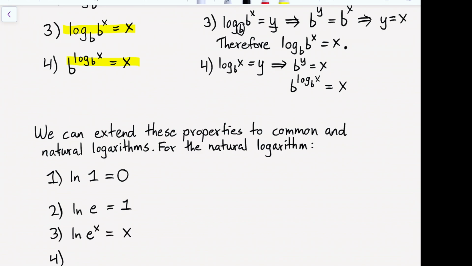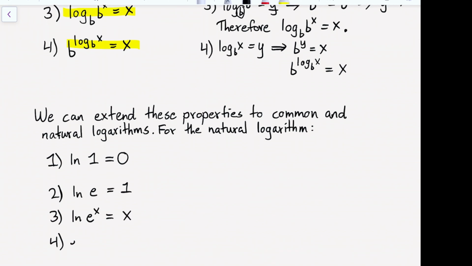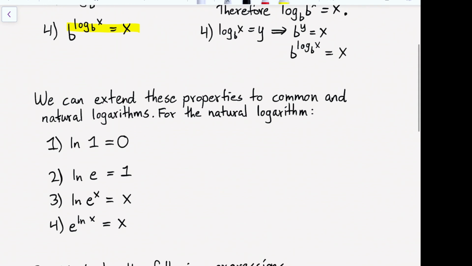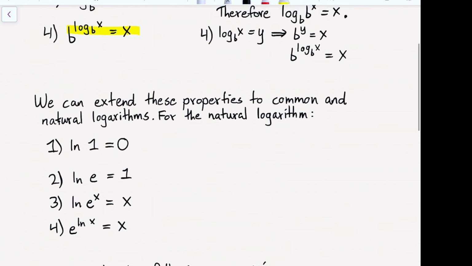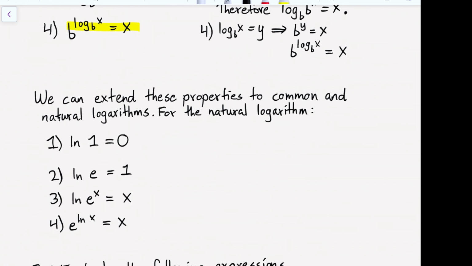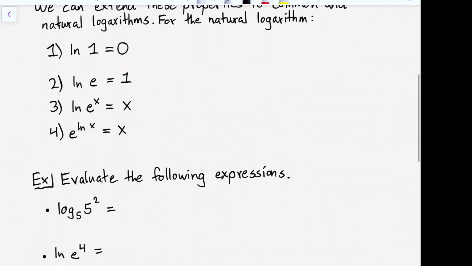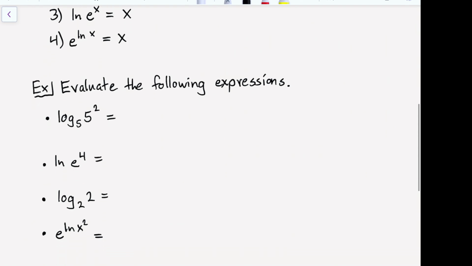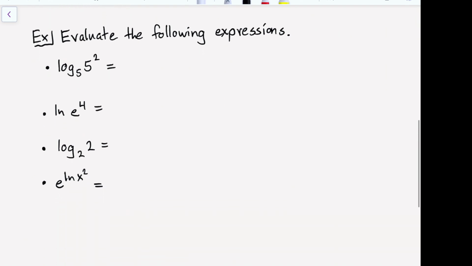Third, we are saying natural logarithm of e to the x equals x. And fourth, we are saying that e to the power of ln of x equals x. So these are the same 4 properties, they're just written in terms of the natural logarithm. You could take these same 4 properties and rewrite them in terms of the common logarithm as well.